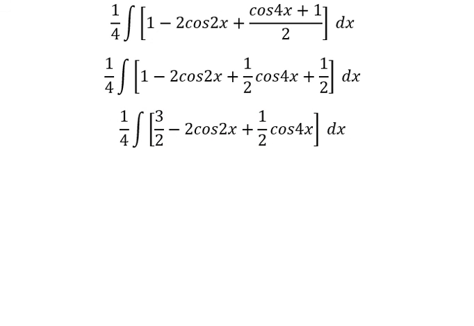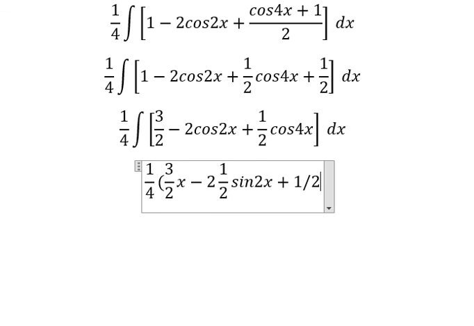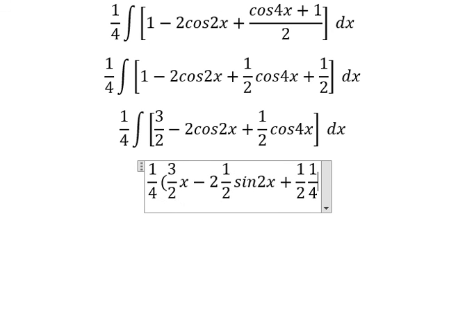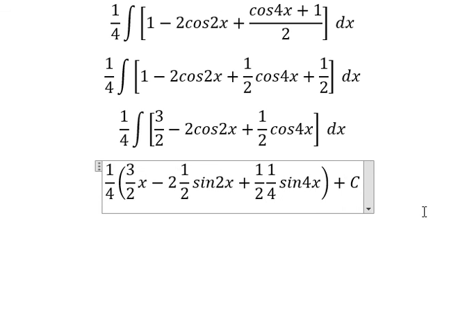And now we have the final answer. The integration of 3 over 2, we have 3 over 2s. The integration of this one, we have 1 over 2 sine 2s. And the next one, that's about 1 over 4 sine 4s. And we put about c in here.